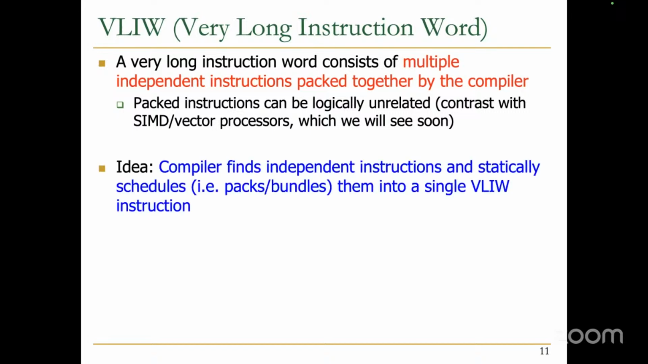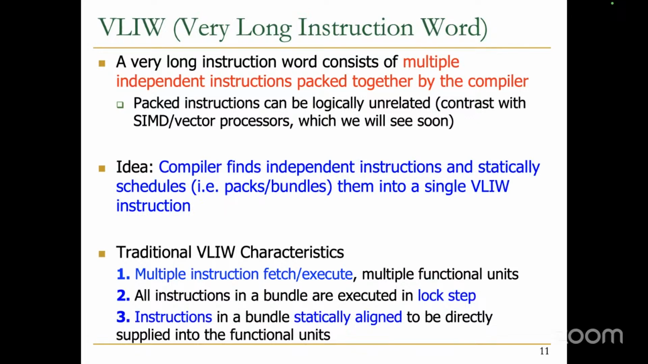So the idea is to have the compiler find the independent instructions and statically schedule them, or pack them, or bundle them into a single VLIW instruction in the same single cycle, and also do it across multiple cycles such that the pipeline is completely full so that you don't need any dependence checking.